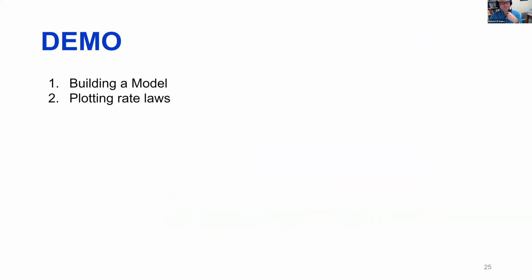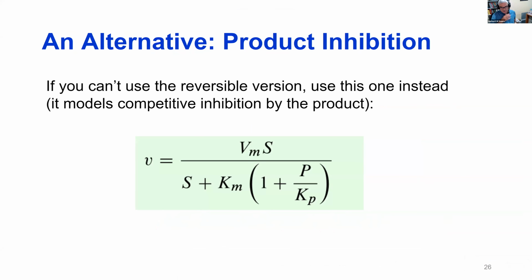We did that. Okay, so I just want to mention briefly, there's another way of doing quote unquote reversibility, which is to treat the product as a competitive inhibitor. And this is the equation you'd use. So you may not have the equilibrium constant, but you have the value for the product inhibition value, and you can use this instead of the full reversible Michaelis-Menten curve.